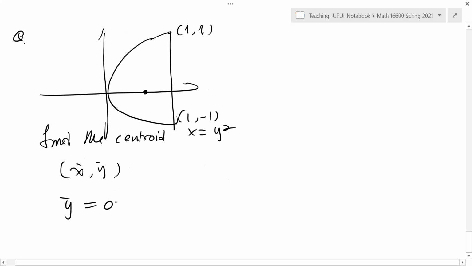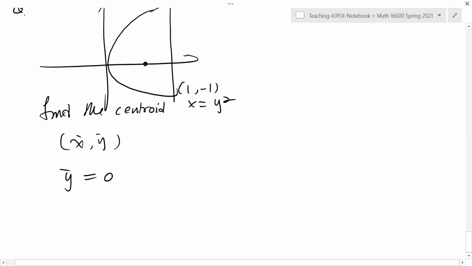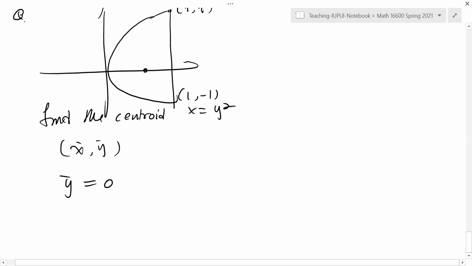In this case, you don't need to waste time. Y bar is clearly 0, so don't even try to do that problem like that. All you have to do is find the x bar. The natural way is to project the whole region onto the x-axis. So the density function at that point is the length of that line segment.